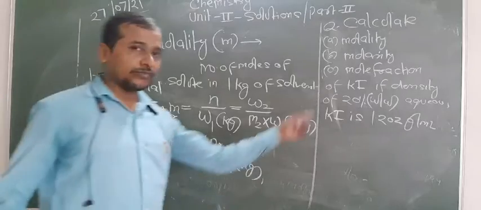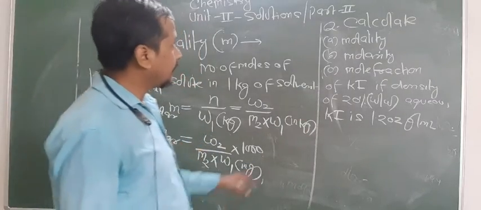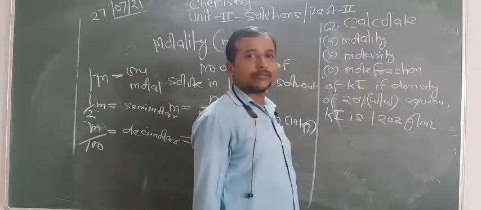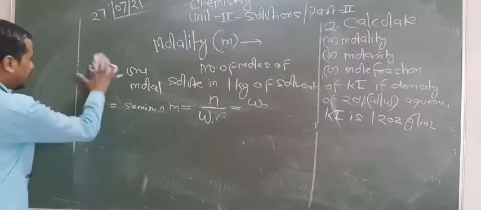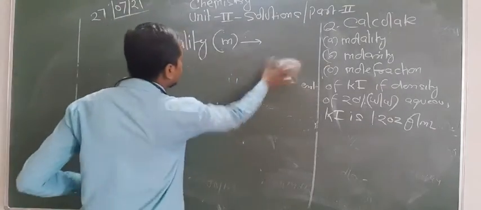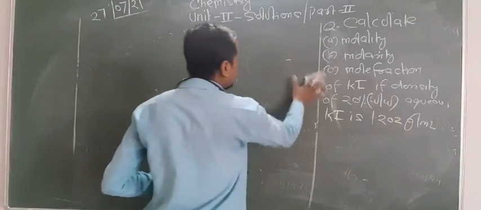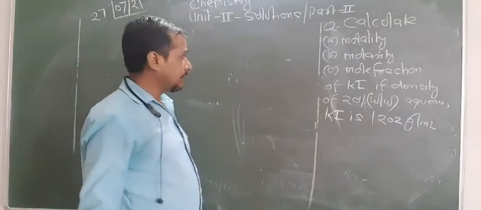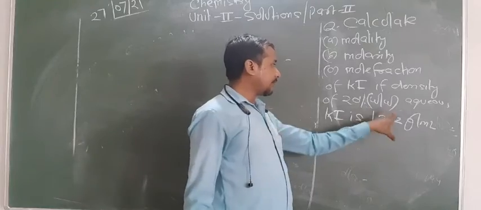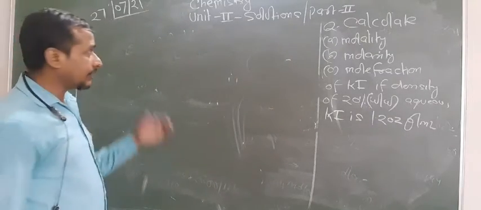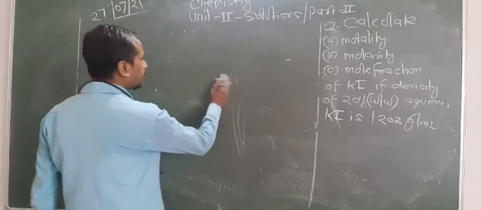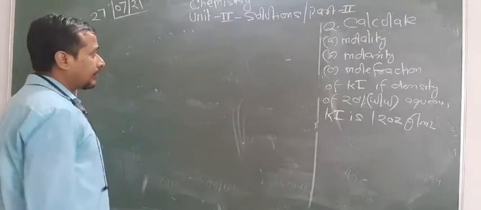Now let us focus on one question which contains all three parts: molarity, molality, and mole fraction. Simply what is given here is 20% of KI. Then you have to solve the numericals. So 20% weight by weight aqueous KI. Aqueous means here water is added, so the solution is prepared in water, that is, the solvent is water.